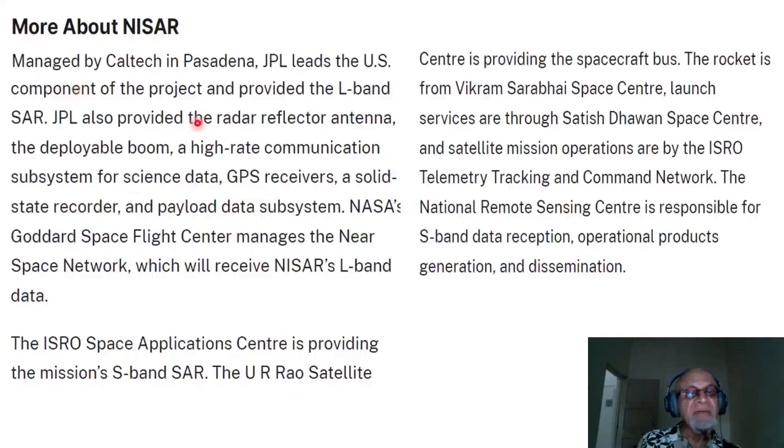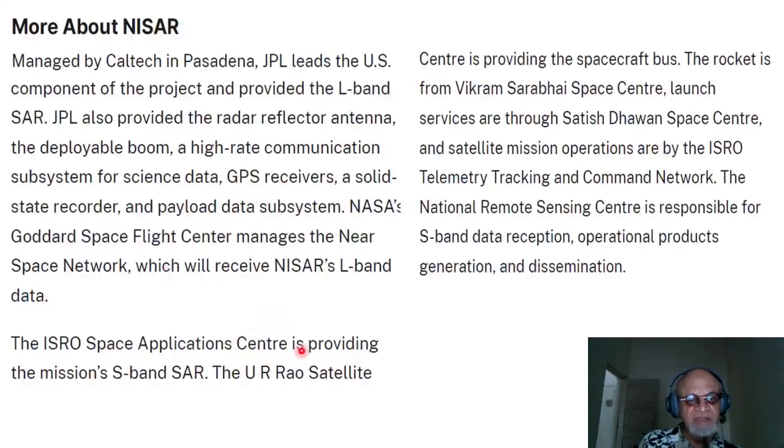More about NISAR then. Managed by Caltech in Pasadena, JPL leads the US component of the project and provided the L-band SAR, as we said. JPL also provided the radar reflector antenna, the deployable boom, the stick that we saw, a high-rate communication subsystem for science data, GPS receivers, a solid-state recorder, and payload data subsystem. NASA's Goddard Space Flight Center manages the Near Space Network, which will receive NISAR's L-band data in Greenbelt, Maryland, where I spent almost 8 or 9 years.